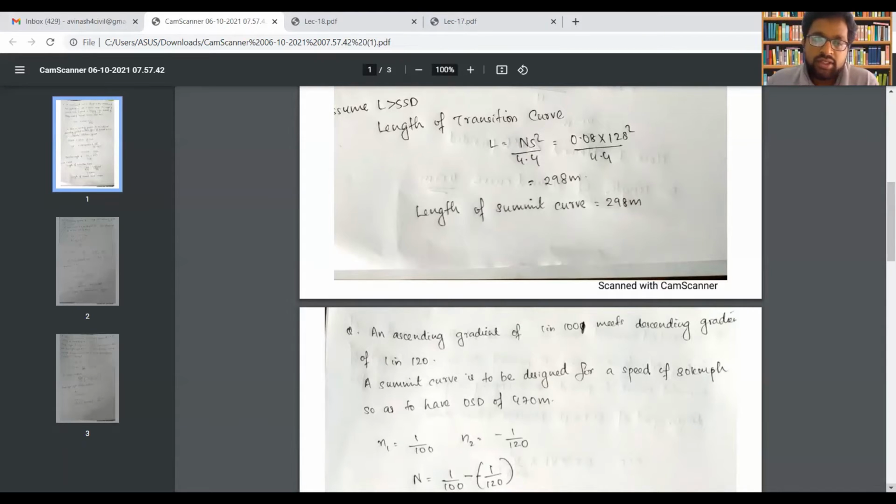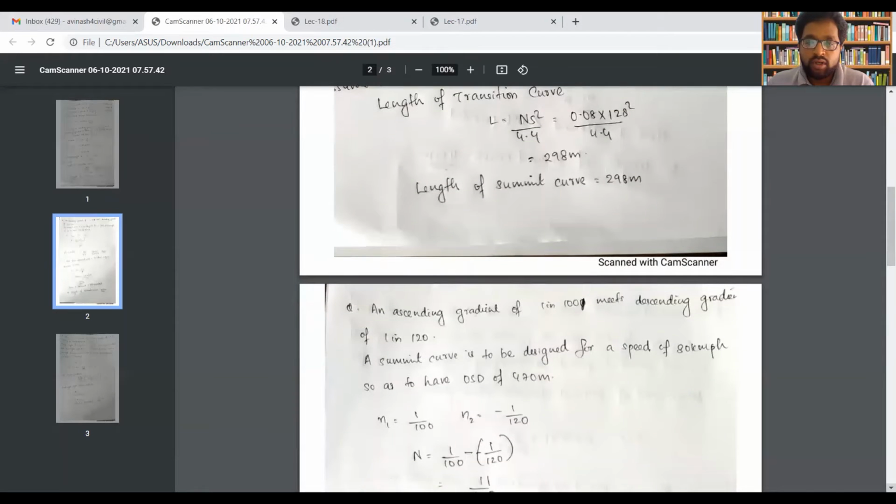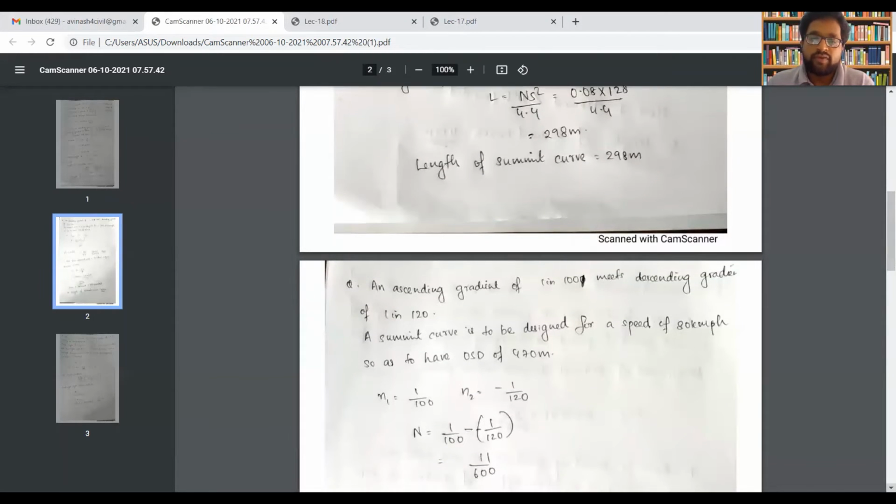A summit curve is to be designed for a speed of 80 kilometer per hour. The design speed is given as 80 kilometer per hour, so as to have an overtaking sight distance. In the previous problem, the condition given was stopping sight distance, but here it is for overtaking sight distance. And in the previous problem, length of SSD was not given. Here the OSD is given. So an OSD of 470 meter is required. So you have to find out.